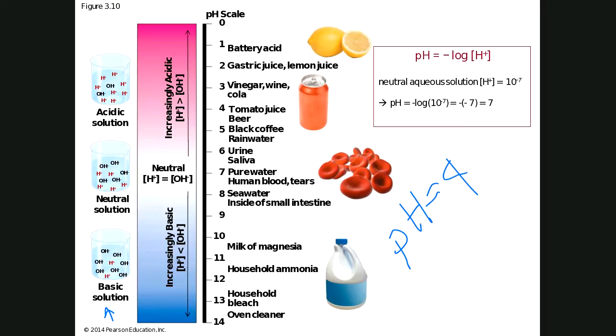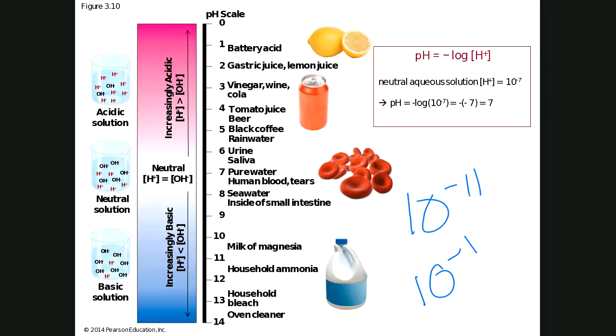Remember how I did with the metric system? Let's make it real easy here, folks. It's simple as dirt to figure out the proton concentration or what the pH of something is. Something that has a proton concentration of 10 to the minus 11 has a pH of what? Something that has a proton concentration of 10 to the minus 1 has a pH of what?